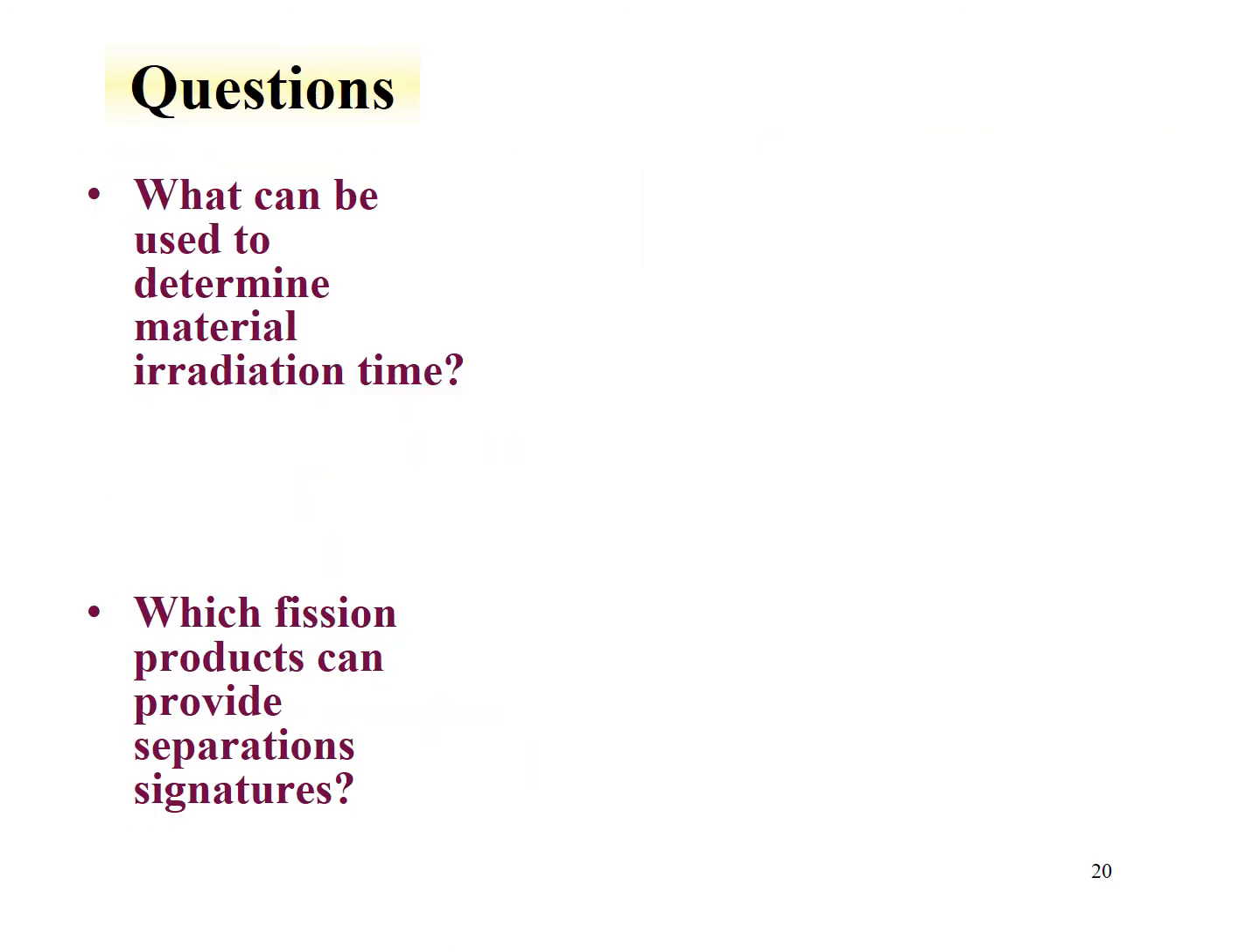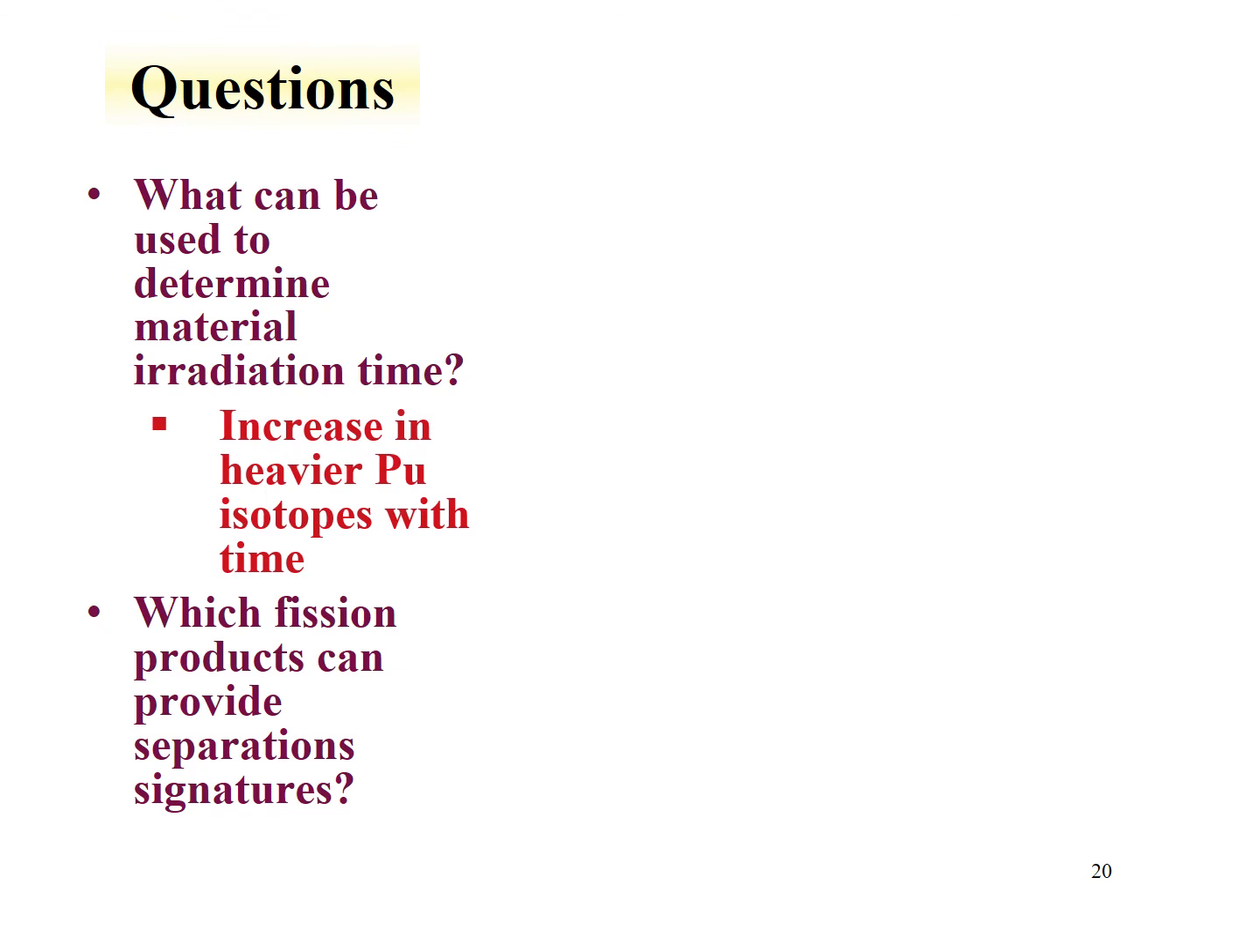Not only can isotopic information give you data related to what type of reactor produced the material in question, but you can also get an idea of how long that material sat in the reactor. So what kind of information can you use to determine material irradiation time? Well, the plutonium isotopes provide great information on that.